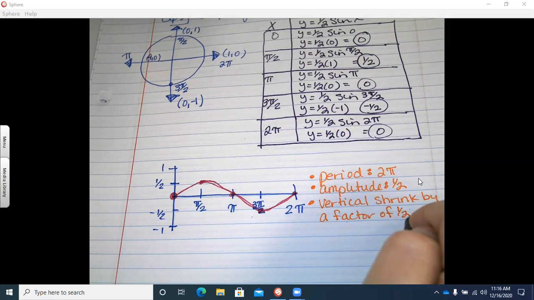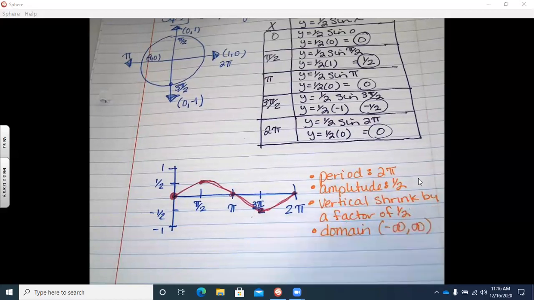And what is the domain? Negative infinity to positive infinity. And how about the range? Negative 1/2 to positive 1/2, and those would be brackets, not parentheses, because they're both included.